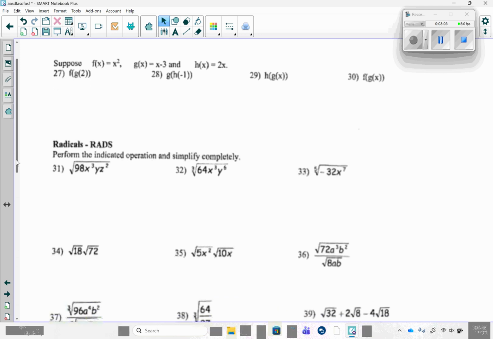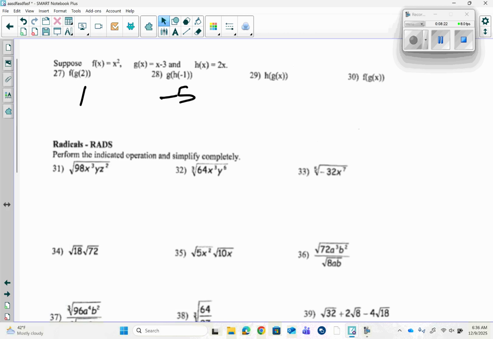All right, so on this one, we want to plug 2 into our g equation. So 2 minus 3 is -1. Then take -1, plug it in there. -1 squared is +1. On this one, I'm going to plug -1 into h, so that's going to give me -2, because 2 times -1. And then I'll plug that in, so I'm going to get -2 minus 3, which is -5.